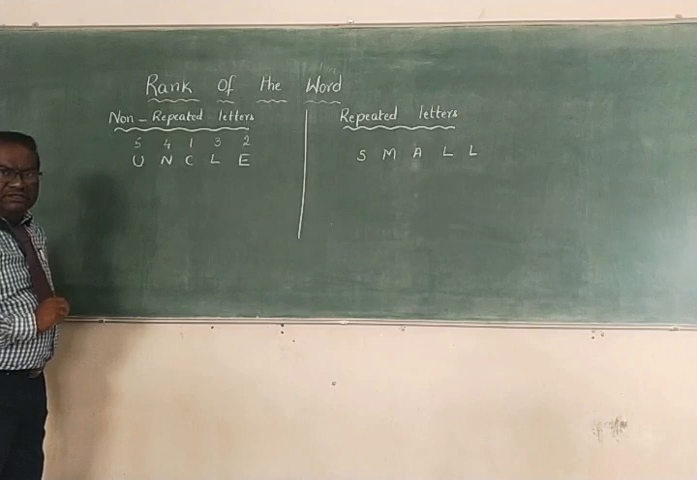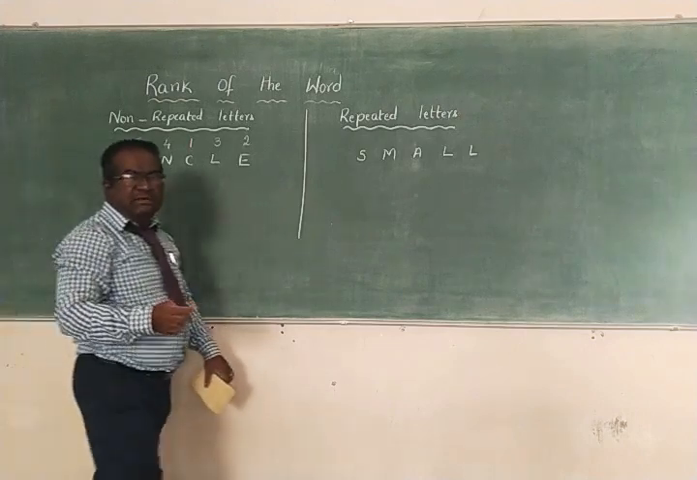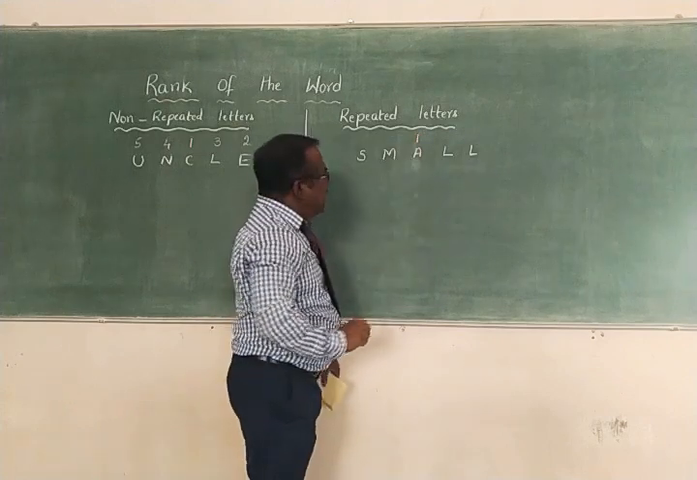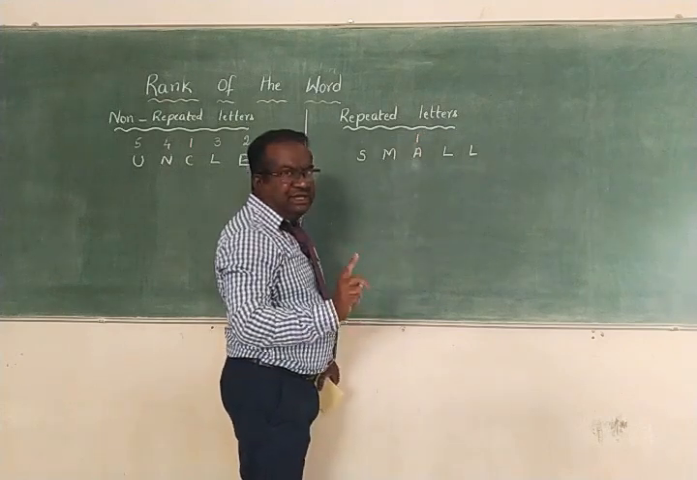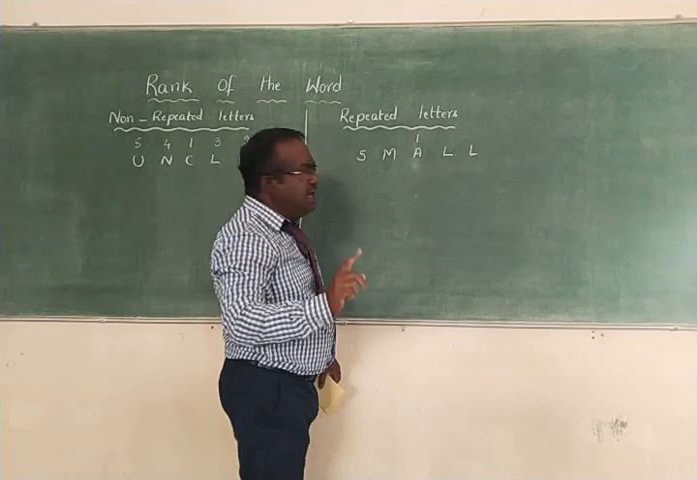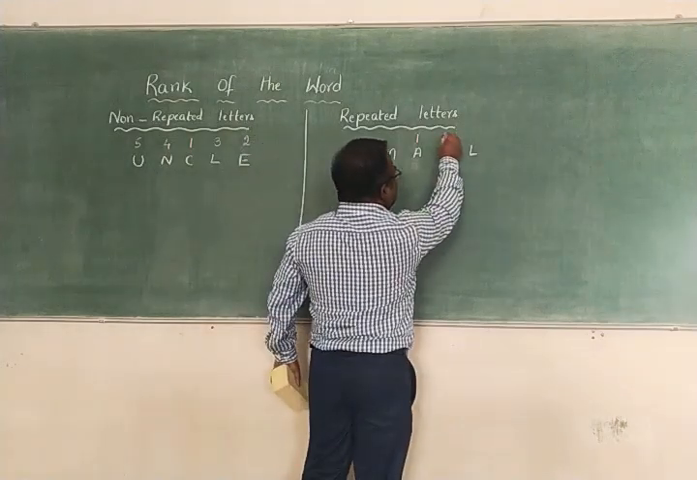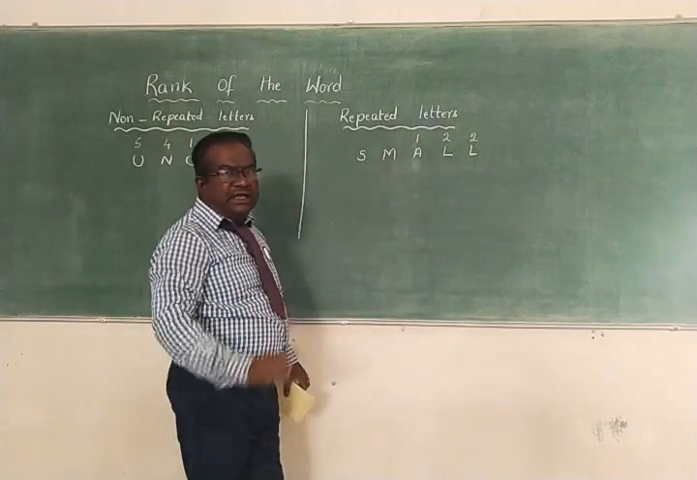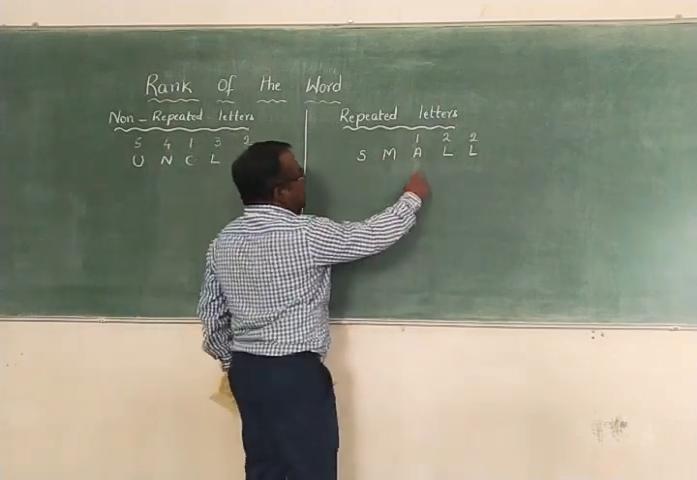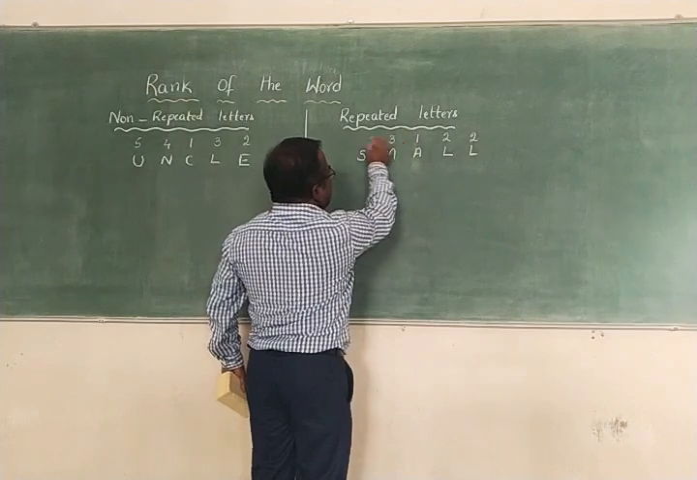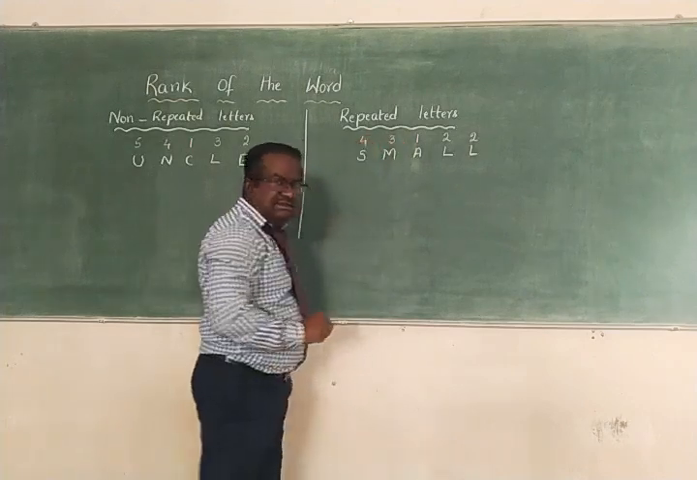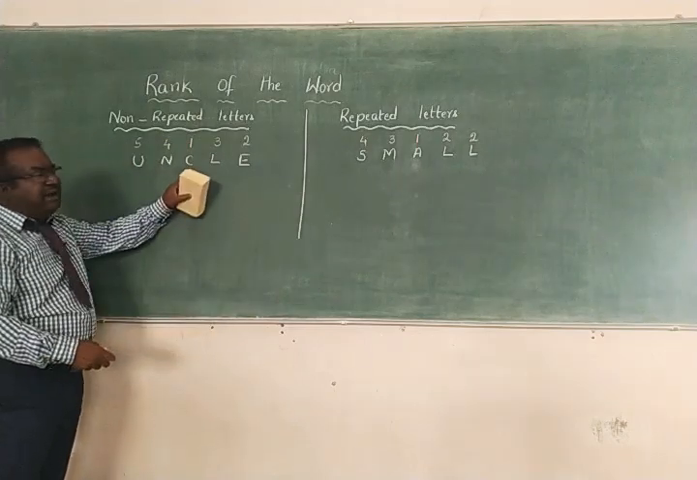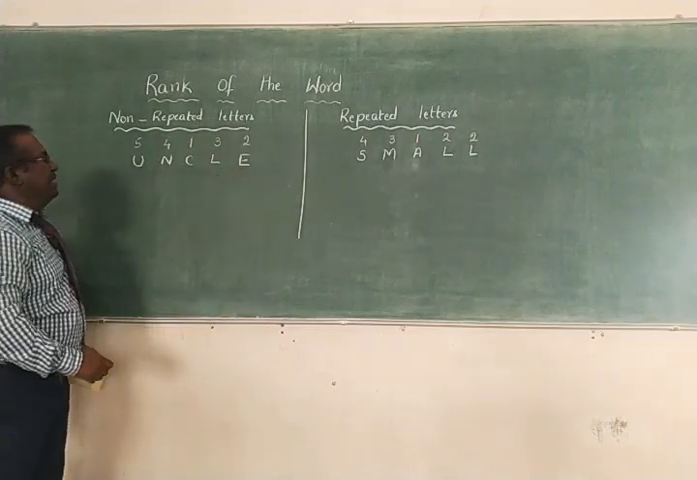Same on the right side also. You can use the same alphabetical order. A above 1. A, B, C, D, E, F, G, H, I, J, K, L. For both the L's, we can keep it as 2. J, K, L, M, N, last one is S. Same way we took, but here, these are non-repeated, they are repeated.